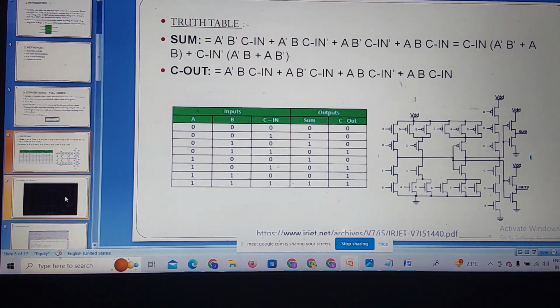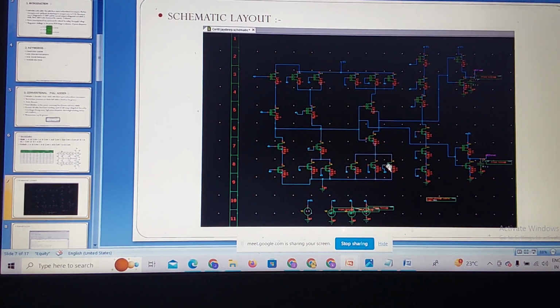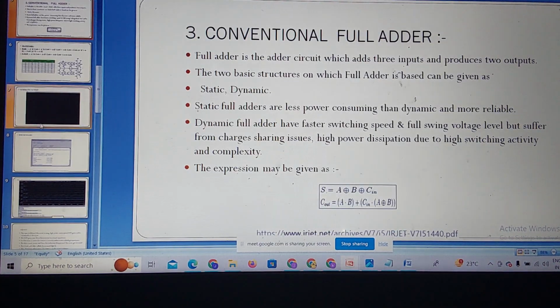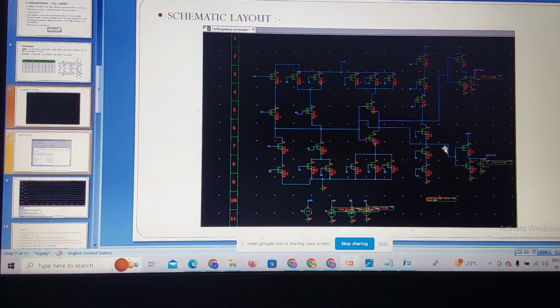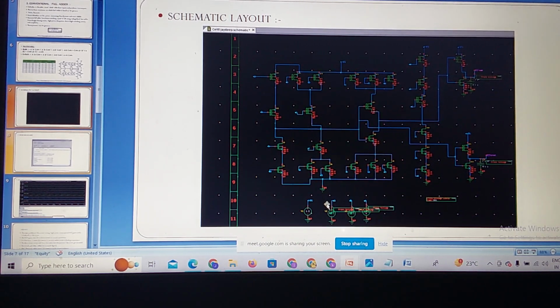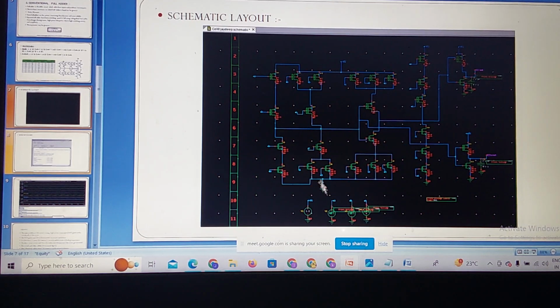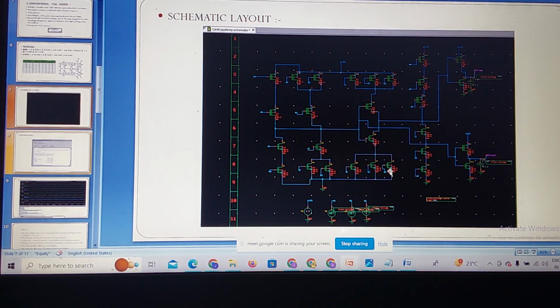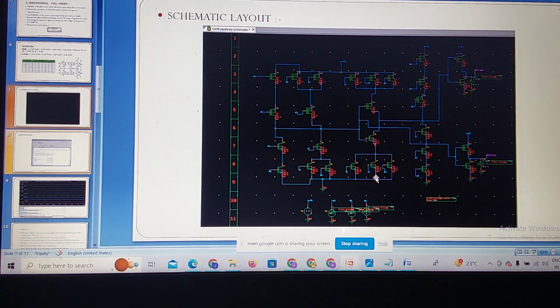In the next PPT you see the conventional full adder, where we use 28 transistors. The power consumption is more and the delay also increases, because when you give the A, B, C inputs, you can see the sum and C out. The delay also increases because in this circuit we are using 28 transistors. I want to reduce my power consumption, so we also reduce the number of transistors.